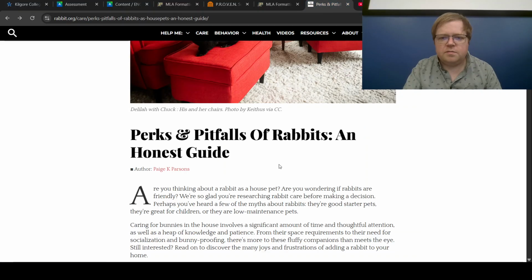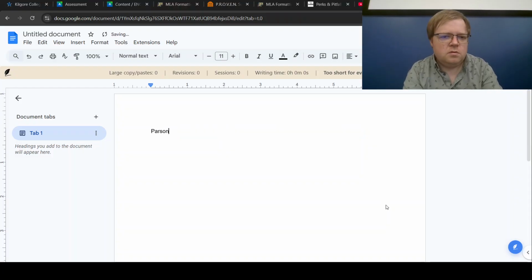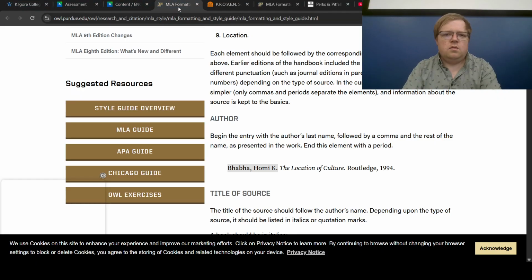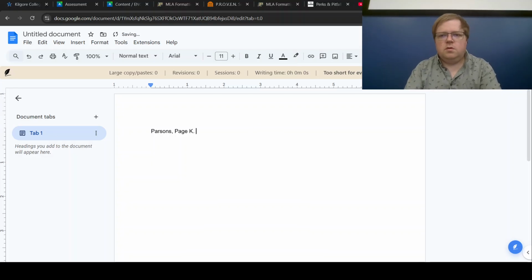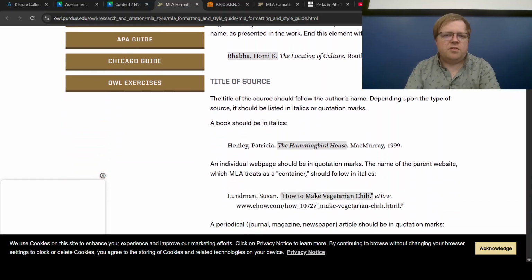All right. So the first thing I need is the author's name. First and middle initial comes after the last name. So it would be Parsons, comma, Paige K. So let's write it like that. All right, and then we'll have a period and a space. The next is the title of our source.